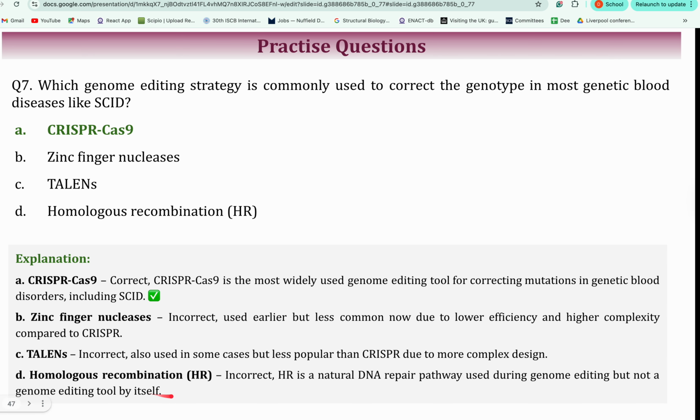And then the last option was homologous recombination. This is incorrect because it is a natural DNA repair pathway used during genome editing, but not a genome editing tool by itself. Yes, it is used to repair the DNA and to replace the faulty gene with the correct copy of the gene. But this is just a process, a repair pathway. It is not a tool in itself. That's why this was not the right answer. So with this, let's move to the next question.